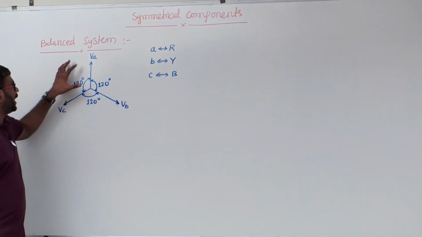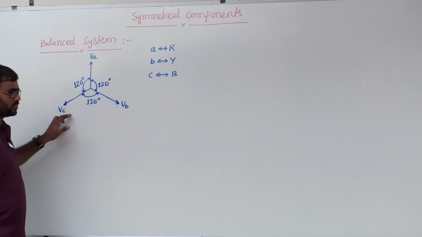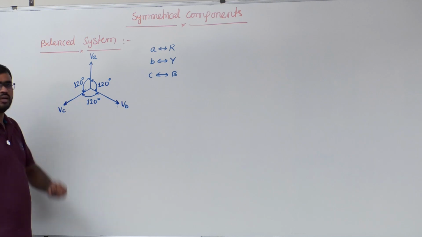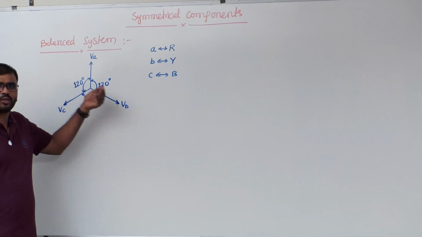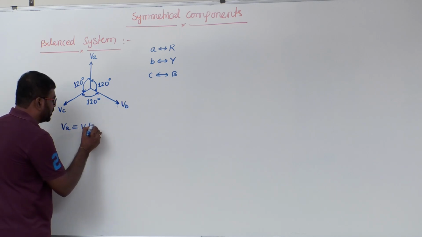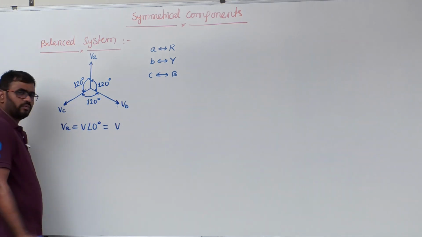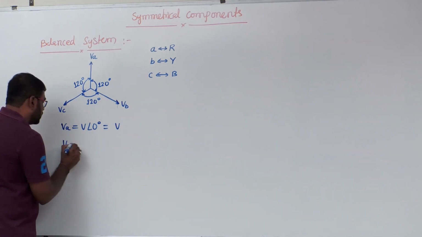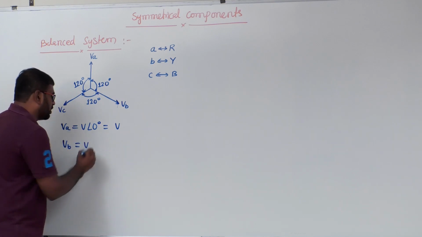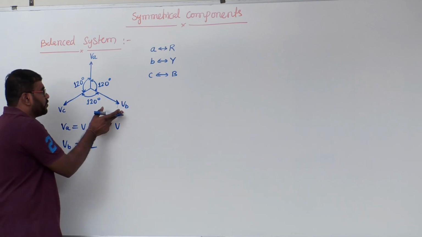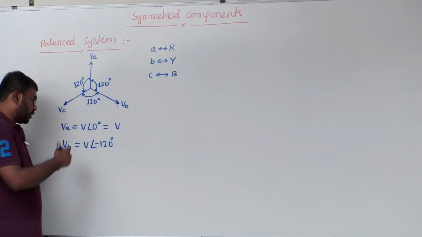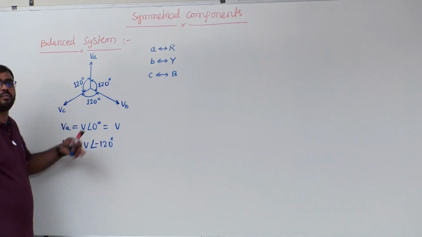Now, coming back, a balanced system consists of three phasors equal in magnitude and phase displaced from each other by 120 degrees. For example, if you want to write voltage relations, how to write them here? VA is equal to V at an angle 0 degrees. V at an angle 0 means V. So, what is VB? Equal in magnitude. Magnitude of VA is V, magnitude of VB is also V, but phase displaced by 120 degrees. That means VB lags VA by 120 degrees, so minus 120 degrees. You can also write VB equal to VA at an angle minus 120.